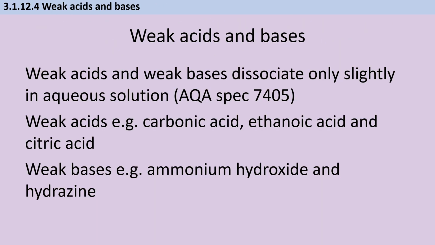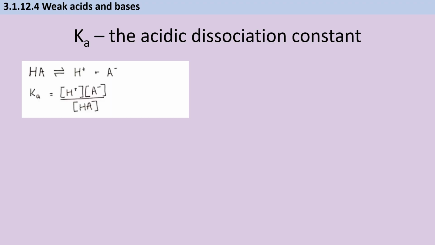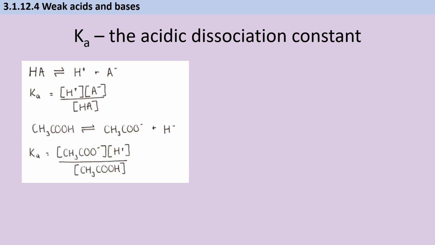Next, we're going to think again about those weak acids. Ka, also known as the acid dissociation constant, is a specific example of Kc, but for weak acids. So as we know, a weak acid will dissolve to produce a few hydrogen ions and anions, and so we can write an expression for Ka that looks like this, or if we took a specific example like ethanoic acid, we would have our hydrogen ions and also the ethanoate ions on the top, and then the undissociated acid down below.